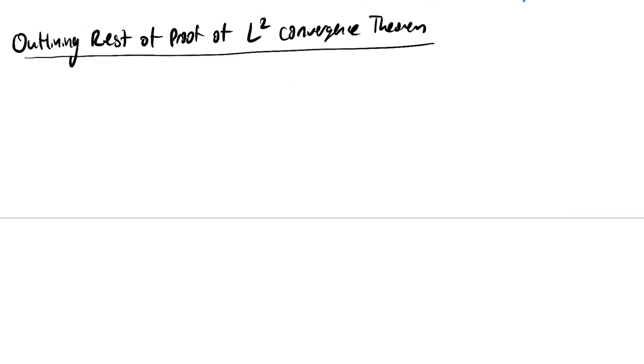Right, so let's outline the rest of the proof of the L2 convergence theorem. The idea is basically that if you consider among all classes of possible combinations of trigonometric functions which approximate your function, it turns out that the Fourier series is the best approximation. And so using this observation, you can obtain the convergence result. Let me go through this. So there's two main points.